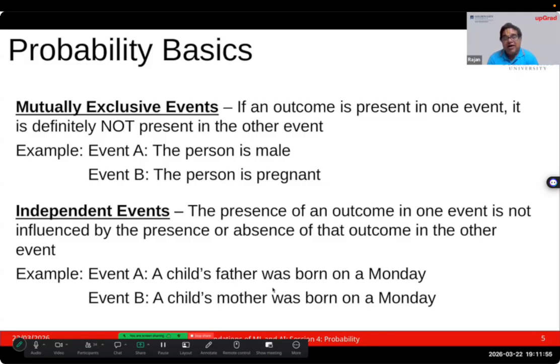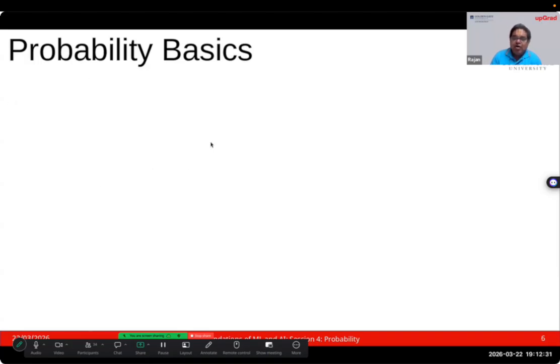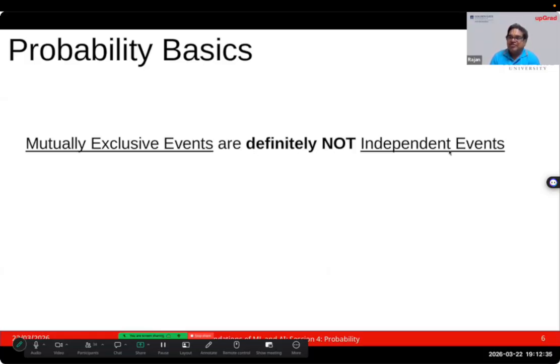Okay. Now let's think about this other example. A person belongs in event A. That definitely precludes this person from being present in event B, and vice versa. Therefore, whether a person is present in event B depends upon whether the person is present in event A or not. Okay? Therefore, mutually exclusive events are definitely not independent events. Mutually exclusive events are definitely not independent events. Okay, this is very important.